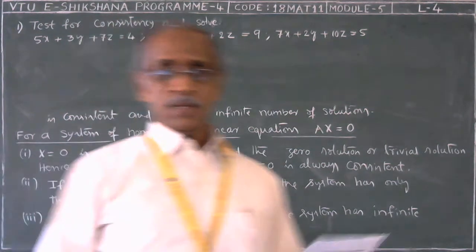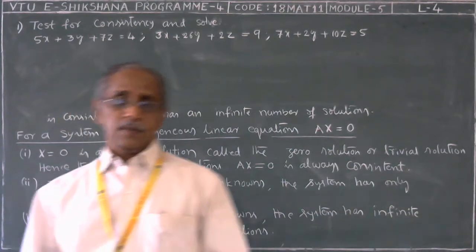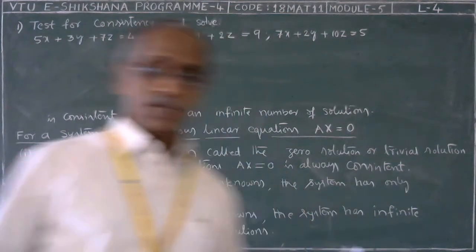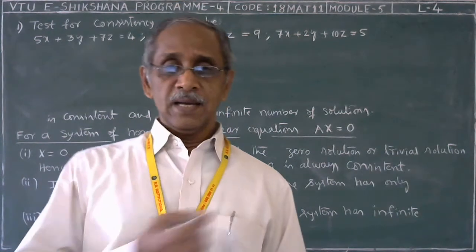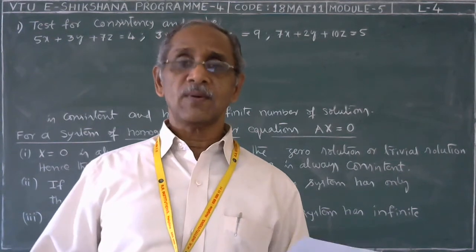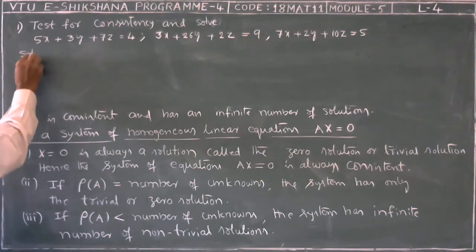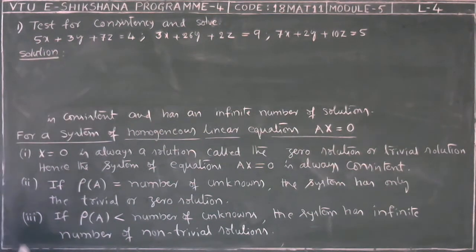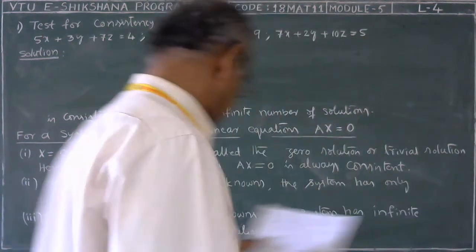Then only I can solve. So the first step is verifying whether the given system of equations is consistent or not. Once it is consistent, then we can solve for the unknowns x, y, z. This is the system of linear equations in three unknowns, namely x, y and z. So first of all, let us write this in matrix form.